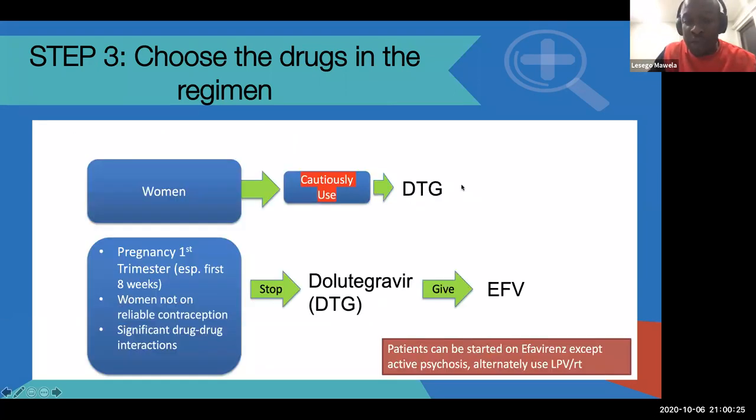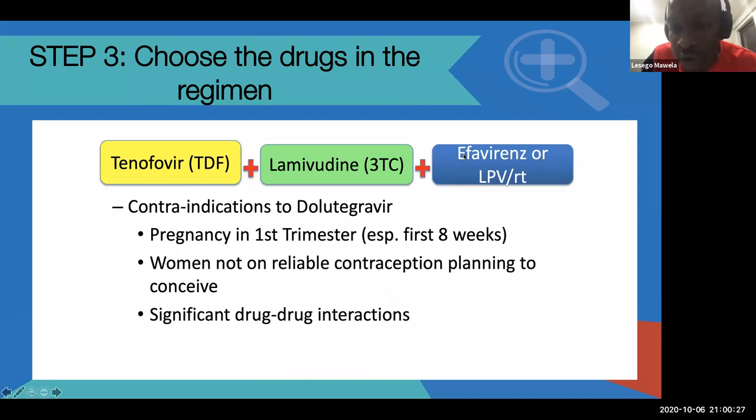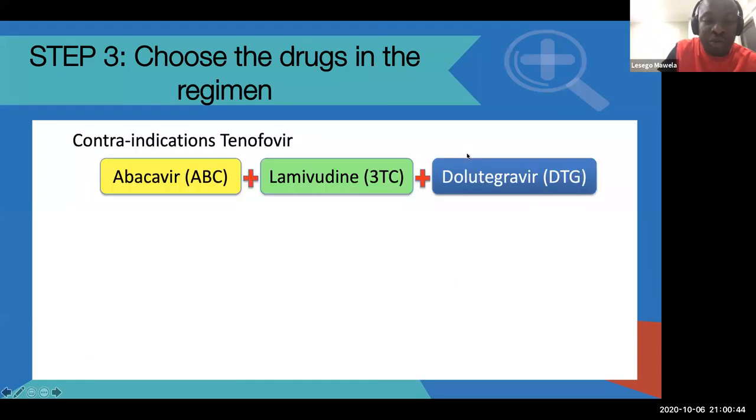And if you look at the options we have, if you cannot give the dolutegravir, you want to give efavirenz or lopinavir, ritonavir, right? Efavirenz is out. Why? She's got active psychosis, right? Then we are left with lopinavir, ritonavir. So her regimen would be abacavir, lamivudine, and lopinavir, ritonavir. I saw some of you, including Songis, I think you chose this regimen, abacavir, lamivudine, with lopinavir, ritonavir.